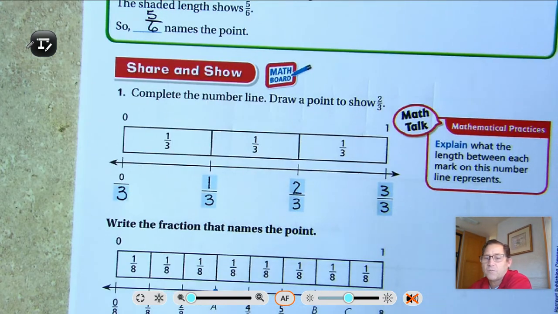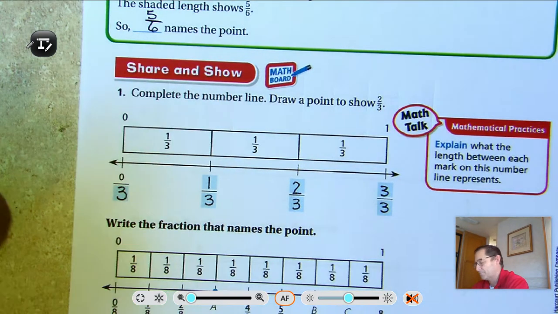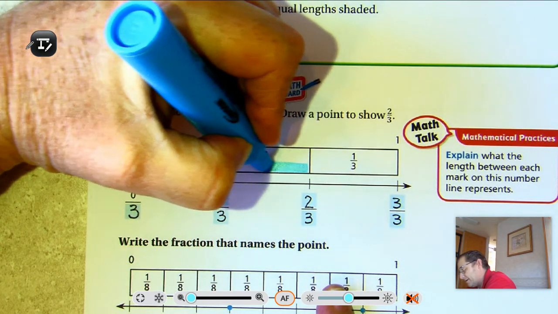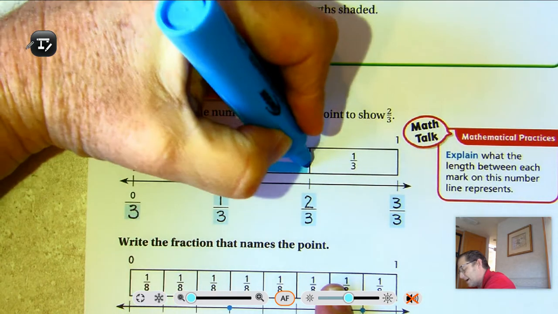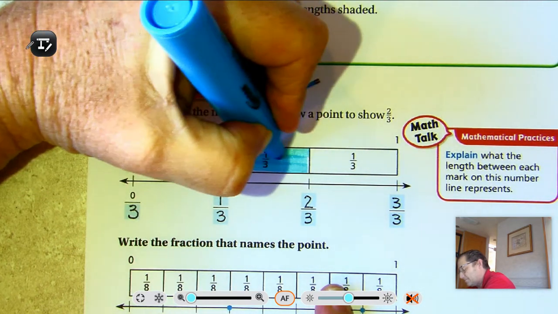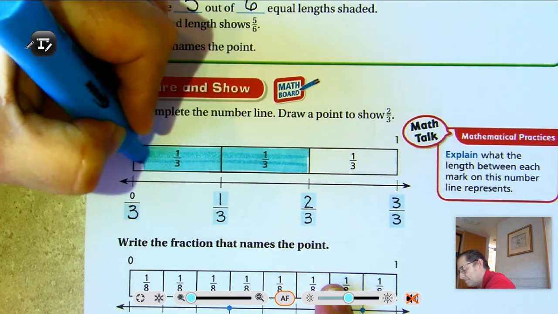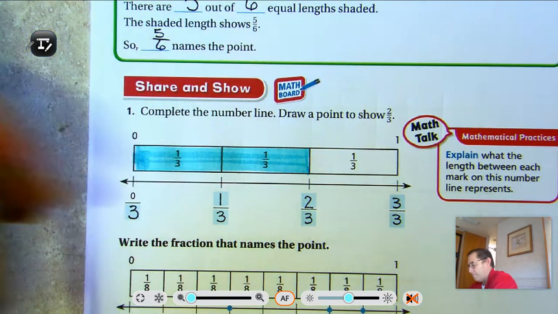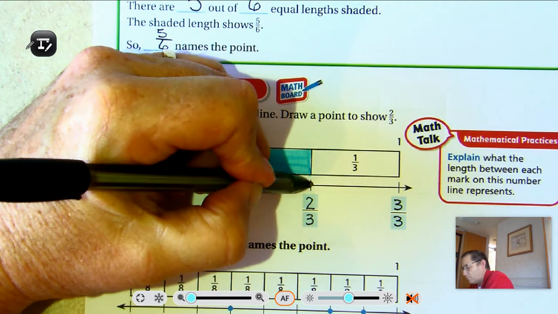And it wants us to draw a point at 2/3. Well, so if we were shading this in, we'd have to shade 2 out of the 3 equal parts. And we would put a point right at 2/3.